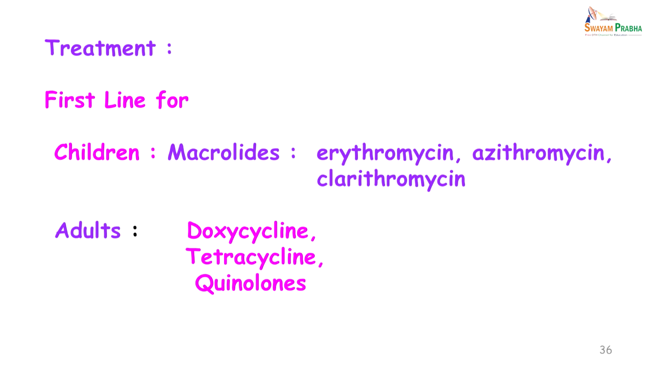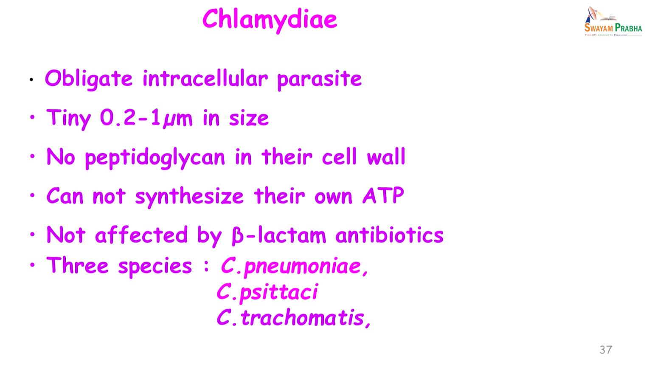Treatment for Mycoplasma. The first line of treatment for children is macrolides like erythromycin, azithromycin, clarithromycin, and in adults doxycycline, tetracycline and quinolones. Chlamydia. These are obligate intracellular parasites, 0.2 to 1 micron in size. Their cell wall is rich in lipopolysaccharide, however, it lacks peptidoglycan. It cannot synthesize its own ATP, and these organisms are not affected by beta-lactam antibiotics.